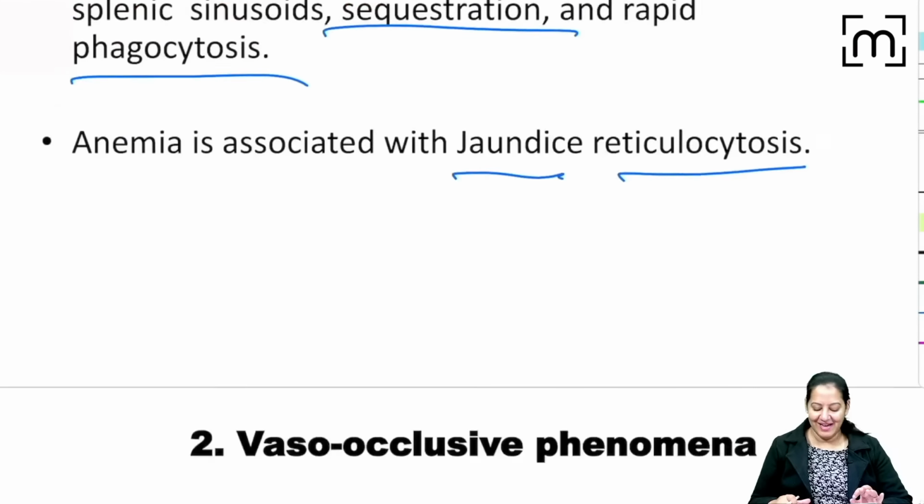In sickle cell anemia, what is true? Read the 4 statements. Which one of them is true? Autosplenectomy due to thrombosis or infarction? Yes, autosplenectomy takes place. Microcytosis? No. Microcardia? No. Splenomegaly? No. Initially splenomegaly takes place, but later on it's autosplenectomy. So the best answer is autosplenectomy.